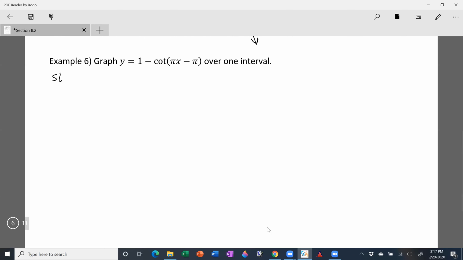So again, I'm going to write down the stretch. So, okay, so this is kind of a weird one here. There is like this minus 1 in front of our cotangent. So I'm going to put absolute value of negative 1 and then make a note that it's upside down. Okay, important to note that it's upside down. Okay, period. Okay, so the period is pi divided by the number in front of the x, which is pi. So that's weird. Okay, the phase shift.